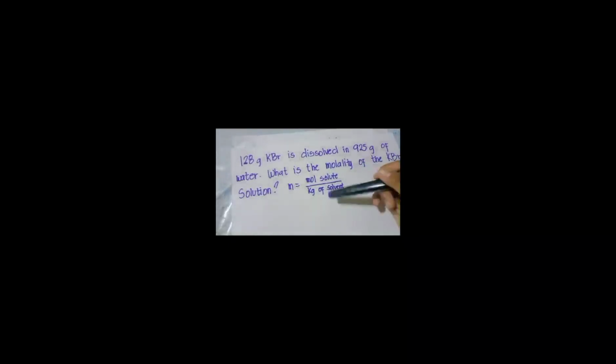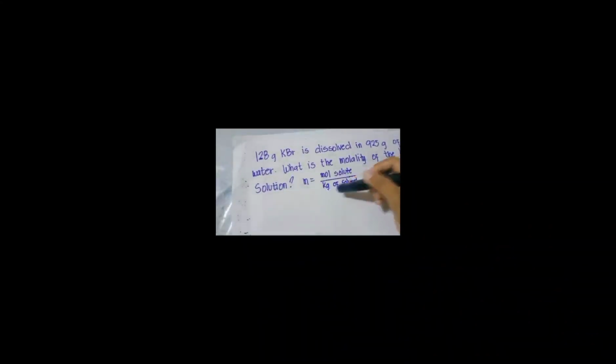So 128 grams of KBr, or potassium bromide, is dissolved in 925 grams of water. What is the molality of the KBr solution? So here is the equation. Molality is equal to moles of solute divided by kilograms of solvent. Let's identify the solute and solvent. The 128 grams of KBr is the solute, and 925 grams of water is the solvent. So we can convert the solute into moles and convert the solvent into kilograms.